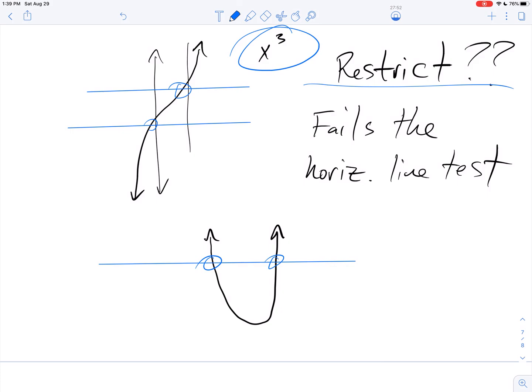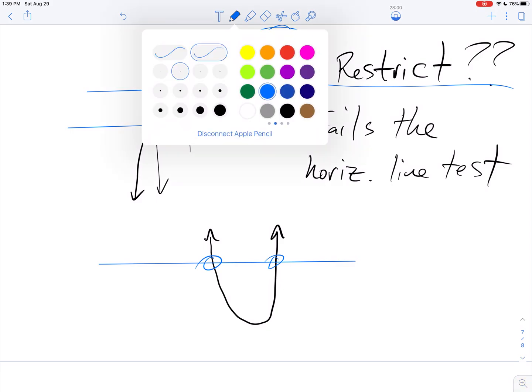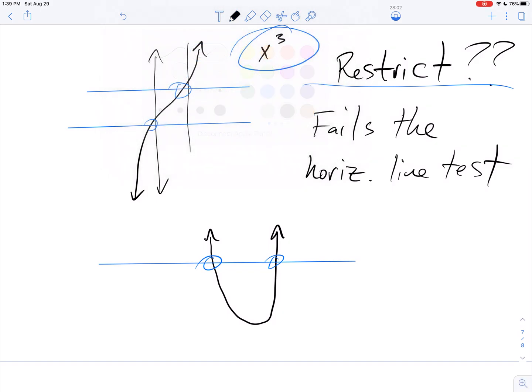If a function fails the horizontal line test, you have to restrict it. Now, depending on what they want you to match it up with, sometimes you restrict it so that you don't show this side of the graph. Sometimes you restrict it so you don't show that side of the graph. It all depends on the original question.